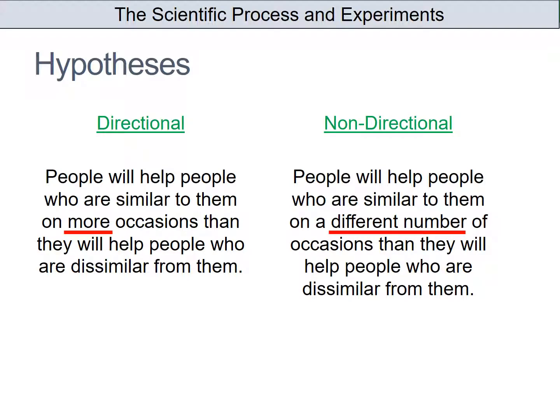So depending on how much prior knowledge you have on the subject, depending on how much research has been done on that subject in the past, will depend on whether you choose to have a directional or a non-directional hypothesis for your study.